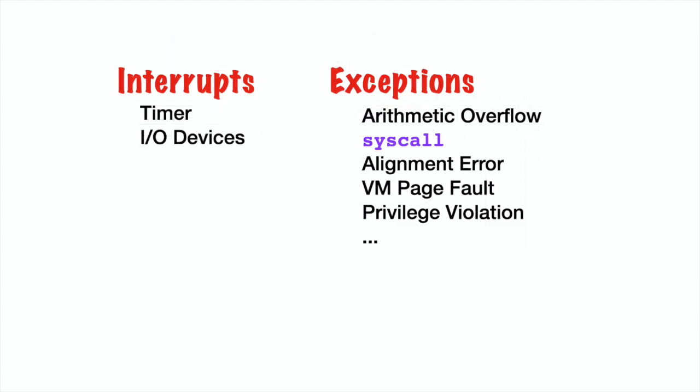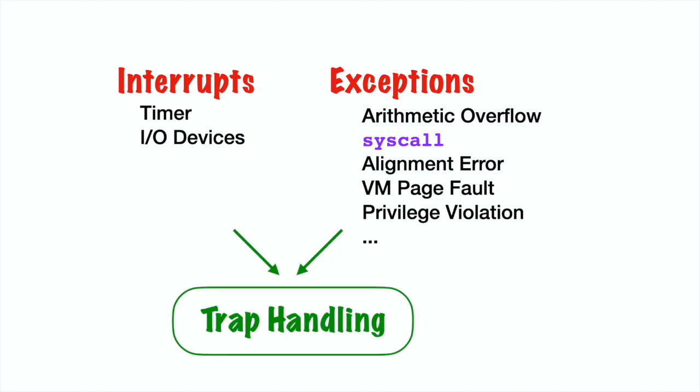Interrupts are asynchronous and come from the timer interrupt and I/O devices outside the core. Exceptions occur synchronously and are tied to a particular instruction. Exceptions include things like arithmetic overflows, system calls, alignment errors, virtual memory page faults, privilege violations, and some others. Exceptions cannot be masked and always invoke trap handling code immediately. Trap handling is straightforward.